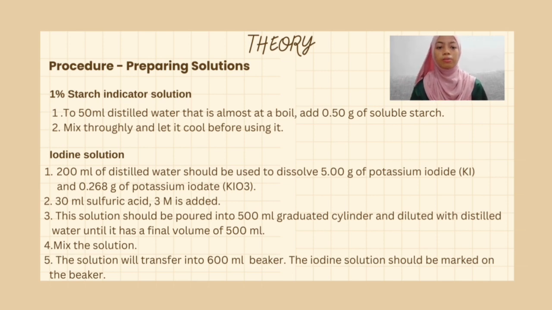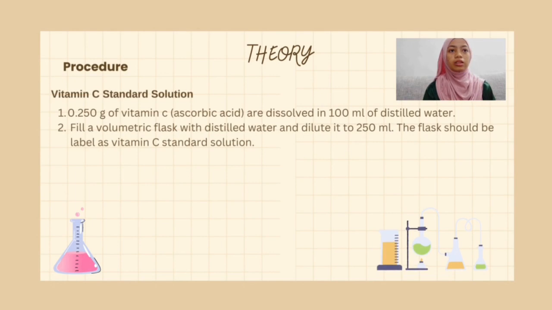The iodine solution should be marked on the beaker. Next, we need to prepare vitamin C standard solutions. First, we need about 0.25 gram of vitamin C, also known as ascorbic acid, to dissolve into 100 ml of distilled water. Then, we need to fill a volumetric flask with distilled water and dilute it to 250 ml. And the flask should be labeled as vitamin C standard solution.